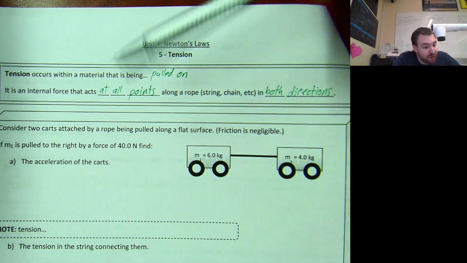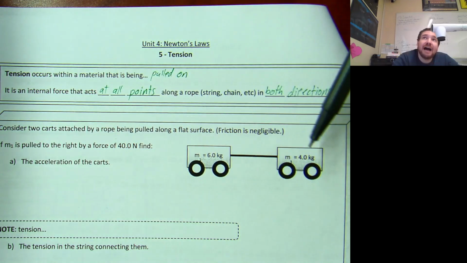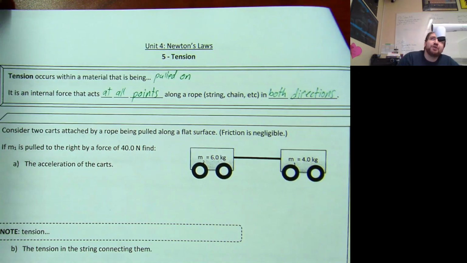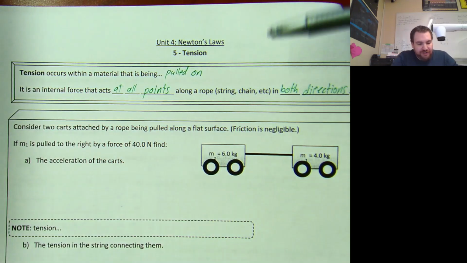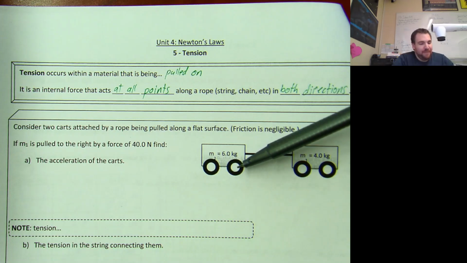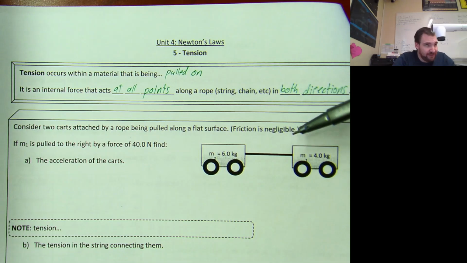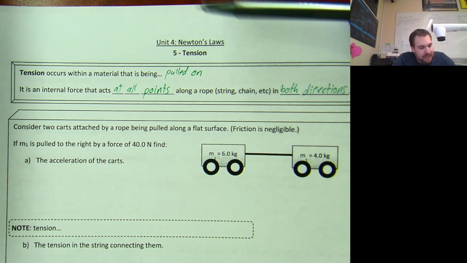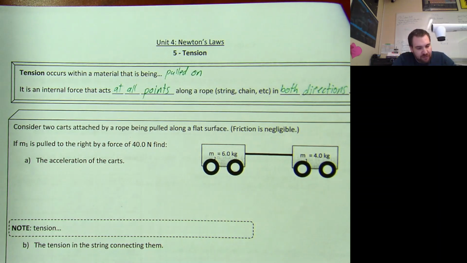So we're going to consider two carts attached by a rope being pulled along a flat surface. These things have wheels, so they're rolling, and because they're rolling, we're going to assume that the axles are perfect, so we can ignore friction. Otherwise, this makes it a lot more convoluted. If mass 1 is pulled to the right by a force of 40 newtons, what's the acceleration in the cart?